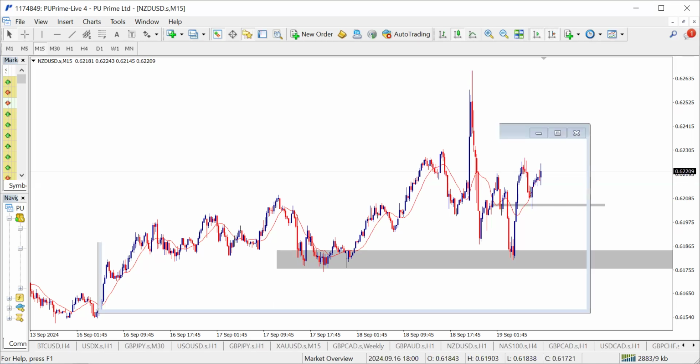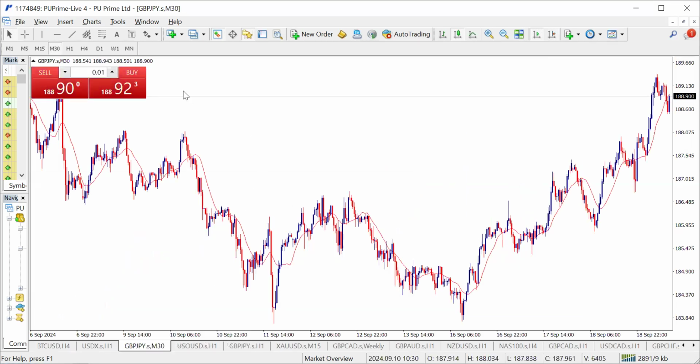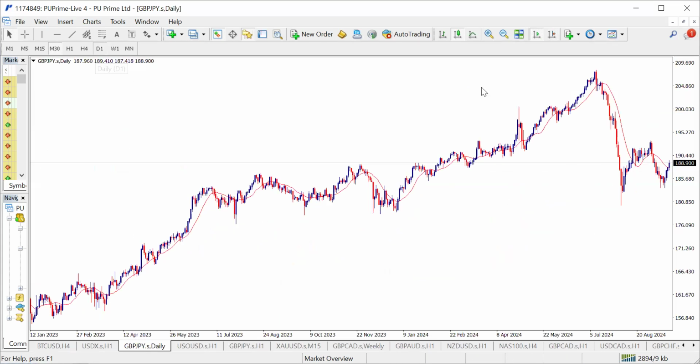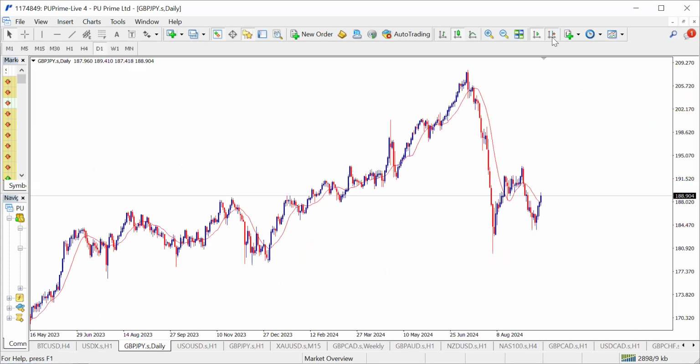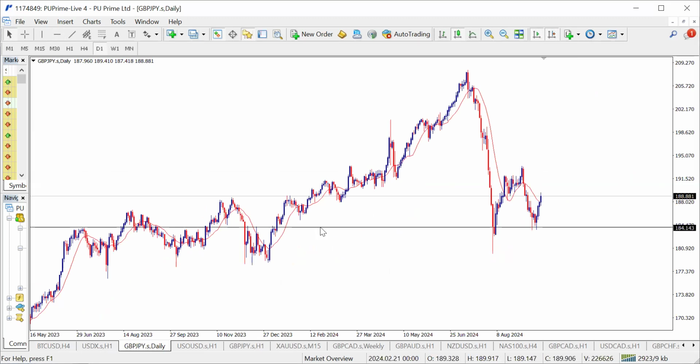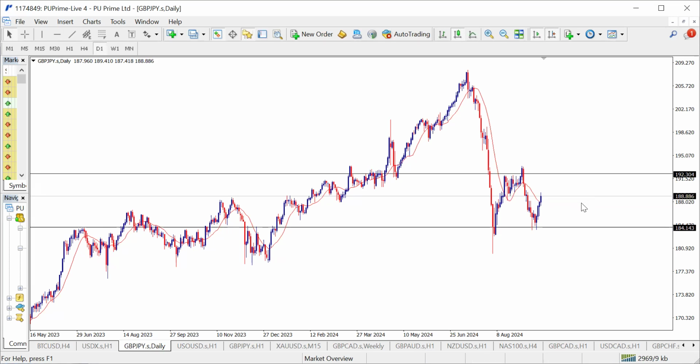The last one on your request is GBPJPY, so we have to have a look at it. On the daily time frame, we see the market has formed a higher low at this S&R level, and the market came back to retest it, and now it's moving to the upside. My best take profit area will be around this level if we have to buy at 184.143. But I think we missed the entry.